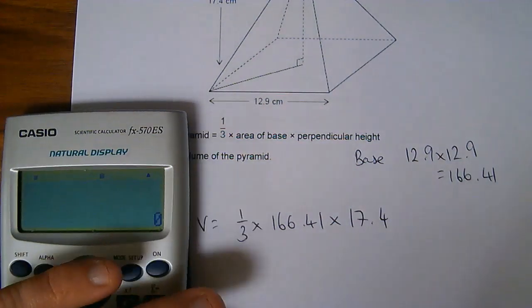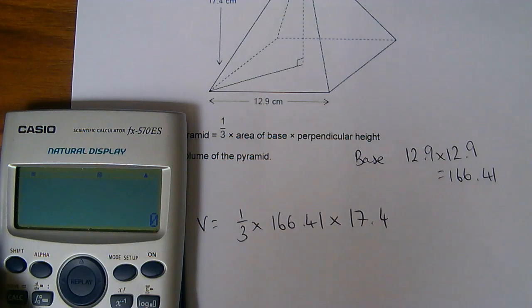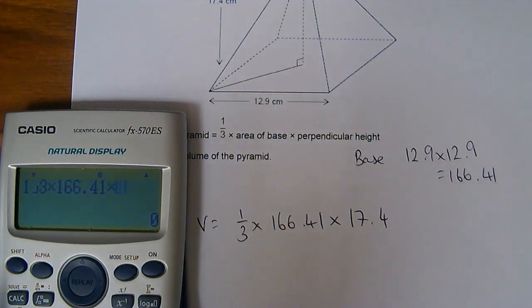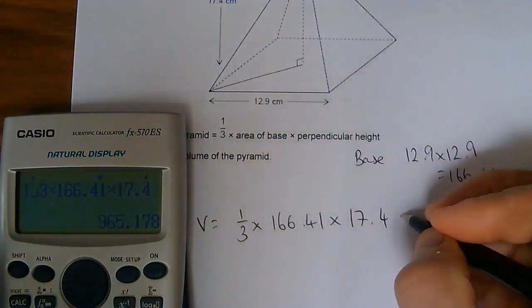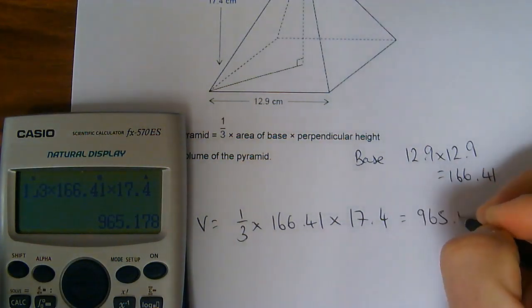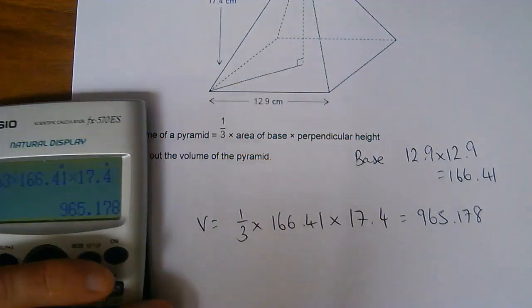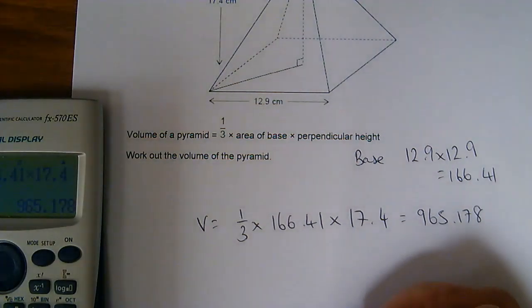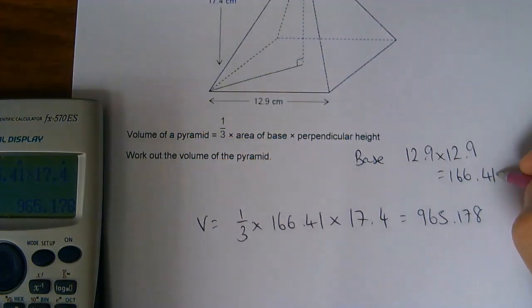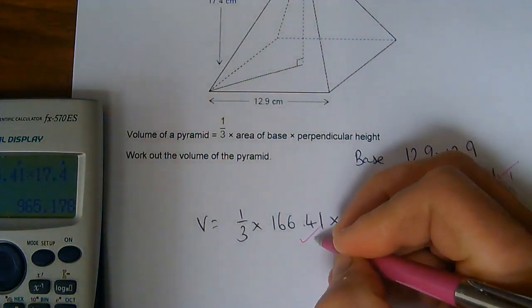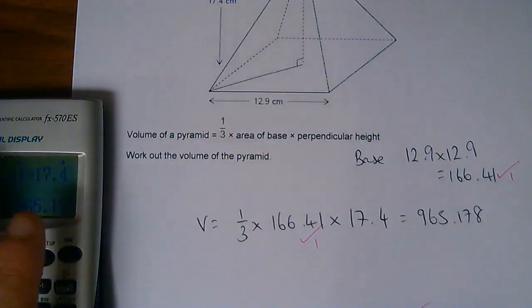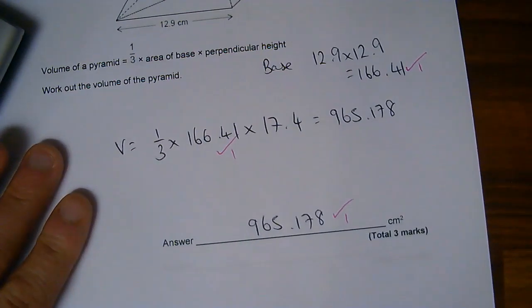Remember, to do the third, you're probably going to need to use the fraction key. So 1/3 times 166.41 times 17.4. I get an answer of 965.178 centimetres cubed. 1 mark for this, 1 mark for the working out, 1 mark for your answer on that line at the bottom.